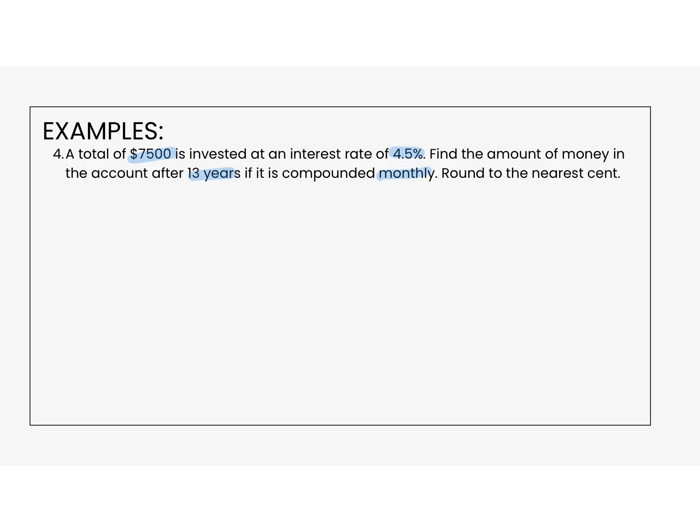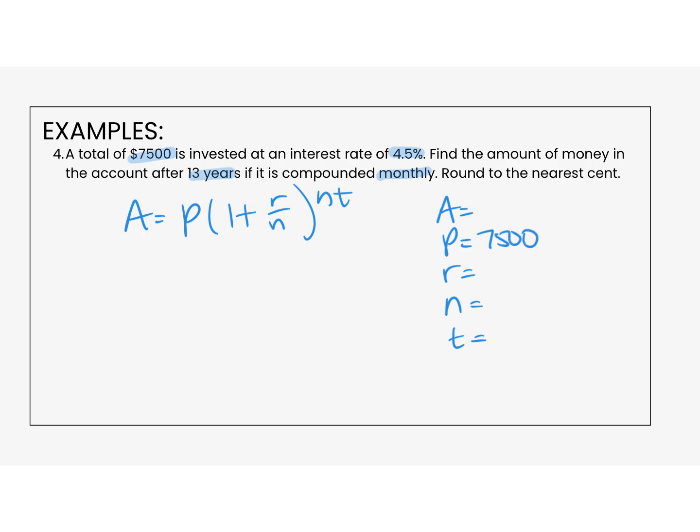So we're just going to review this formula. A equals P(1 plus r over n) to the nt. So I need A, P, r, n, t. All right, so a total of 7,500 is invested. That's my principal. Rate is 4.5%. Compounded monthly, so n is 12, and time is 13.